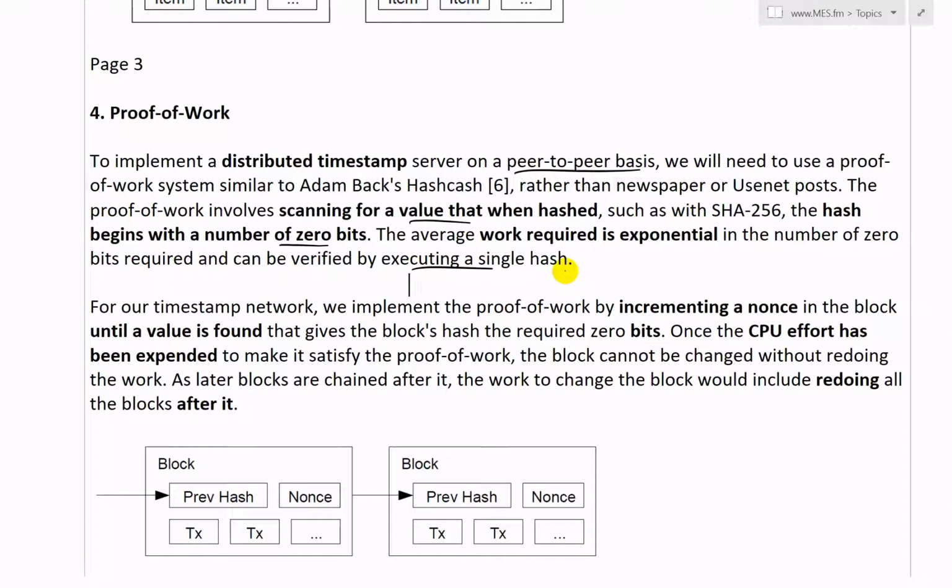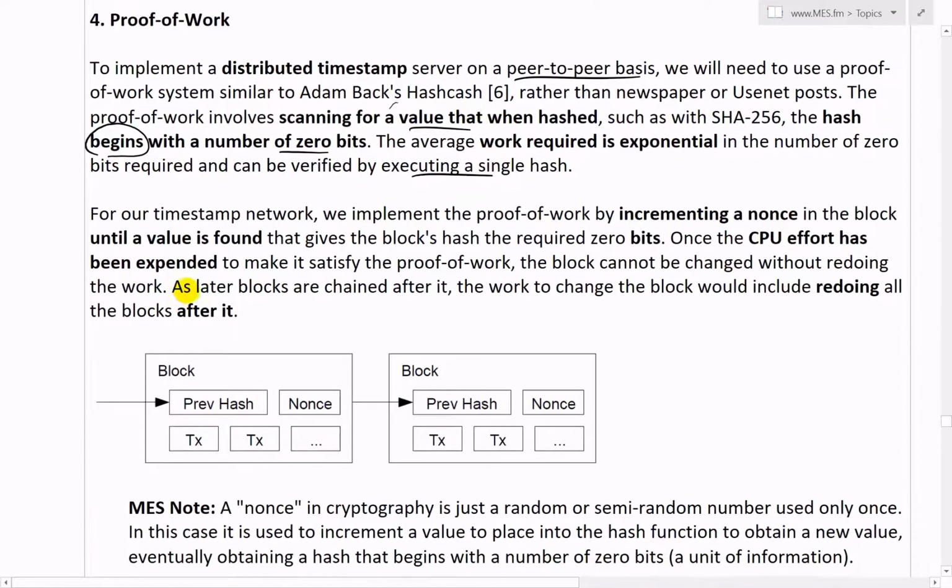So here, we're going to find a hash value that begins with a number of 0 bits, by scanning for a value with one hash. That's the CPU proof of work power.